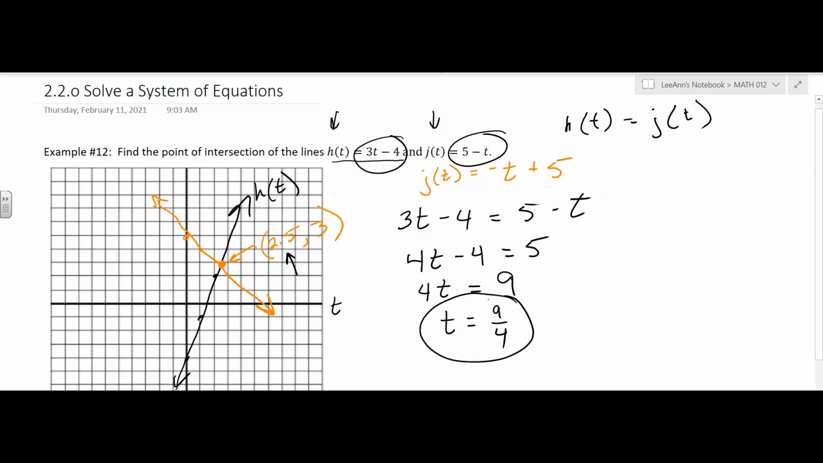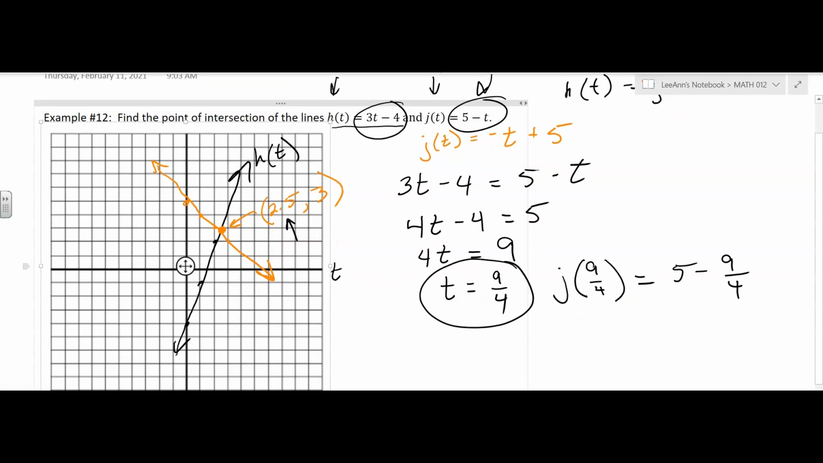Now remember, we're trying to find an ordered pair. So that gives me one part. How am I going to find the other part? We'll pick one of the functions, either h or j. It doesn't really matter which one you pick. J looks a little easier, so I'll do j of t. J of 9/4. So I'm going to plug in the 9/4, and I'm going to use the j function, 5 minus 9/4. Now, I wanted an exact answer, so I'm using fractions here.